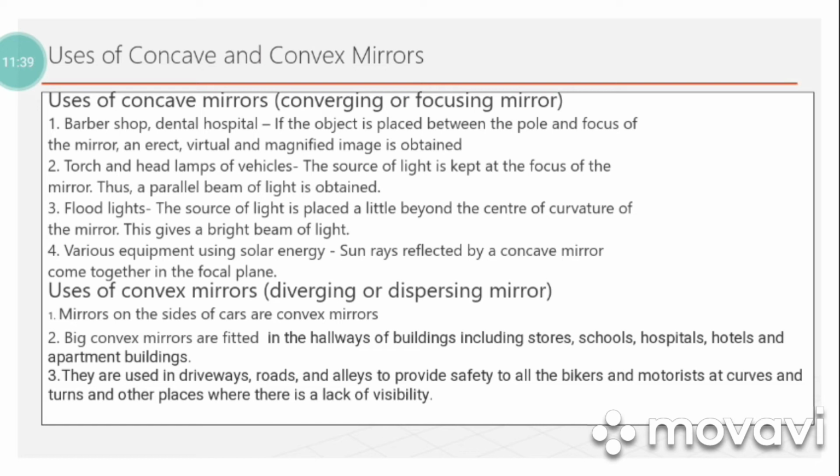It is used on the sides of cars. Big convex mirrors are fitted in the hallways of buildings including stores or shops, schools, hospitals, hotels, and apartment buildings. Convex mirrors are used in driveways, roads, and alleys to provide safety to all the bikers and motorists at curves and turns and other places where there is a lack of visibility.